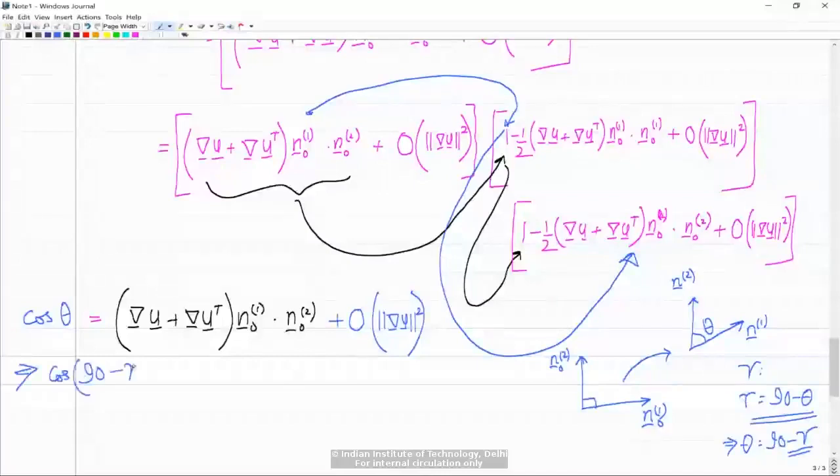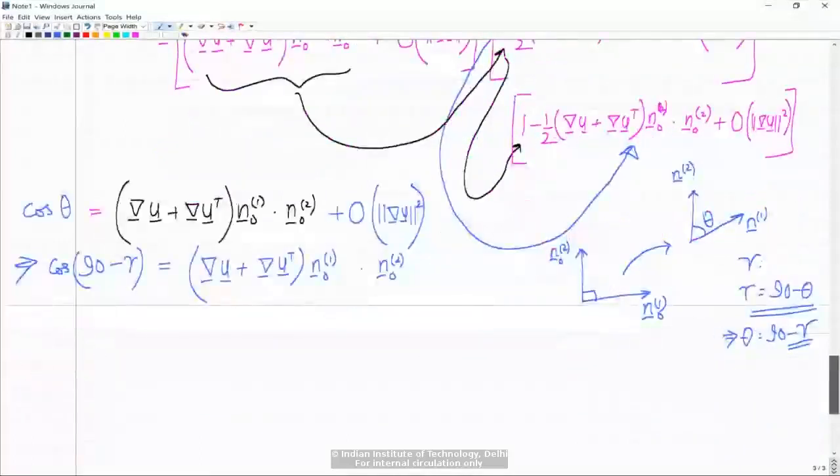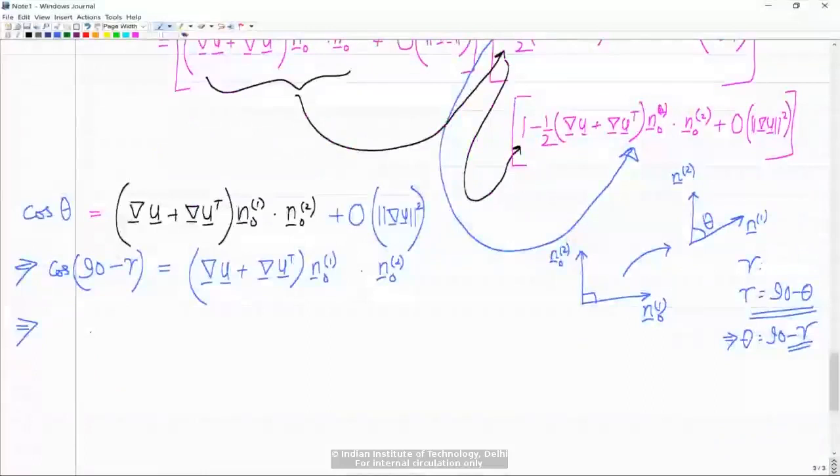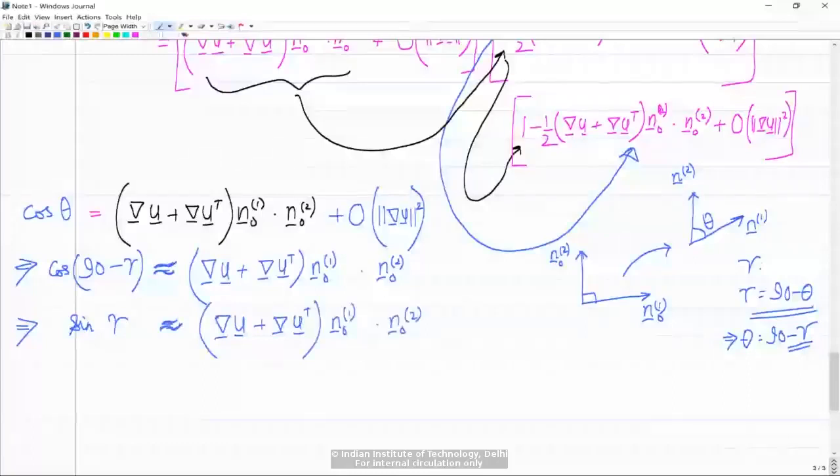So cos of 90 minus gamma. That means cos of 90 minus gamma is this grad u plus grad u transpose n naught 1 dotted with n naught 2, which is also same as sine of gamma, right? So here since I'm neglecting quadratic term, I'll say it is approximately equal to, or sine of gamma is approximately equal to, you see, there was no arbitrariness. We are just removing the quadratic term and retaining the most significant term in U. Okay, so that's a formula.